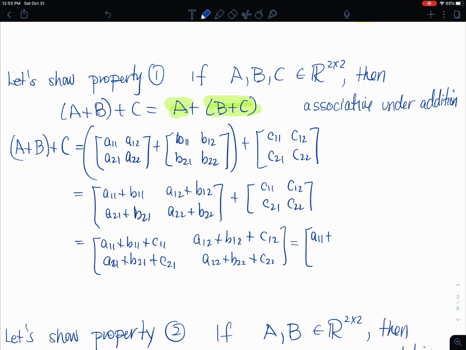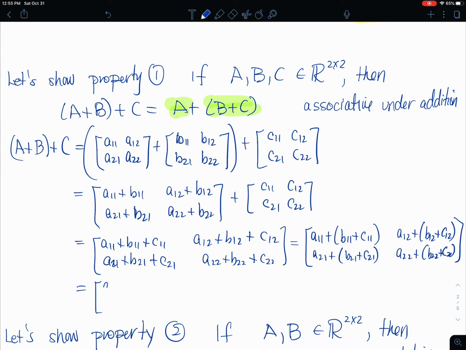So I'm basically using the associative property for R. A11 plus, and then the next one is A12 plus B12 plus C12. And then A21 plus B21 plus C21, and finally A22 plus B22 plus C22. All right, so now that tells us that we can unpeel it, unpack it. So we have A by itself, and we have B plus C together. So this is showing us that associative property.